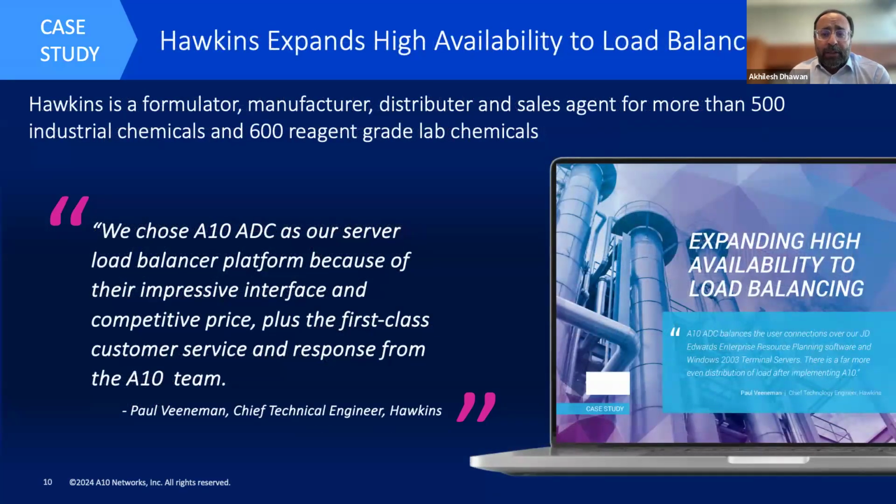Another example is Hawkins, another manufacturing company, with more than 500 industrial chemicals and 600 grade lab chemicals. They provide a lot of these chemicals to their manufacturing clients. They chose a solution from A10 as a load balancer platform because of its impressive interface that is easy to manage. The UI is better than other competitors' and easy to understand. They were running some competitor solutions and had to replace them, as A10 provides first-in-class customer service and response for any issues that they have.